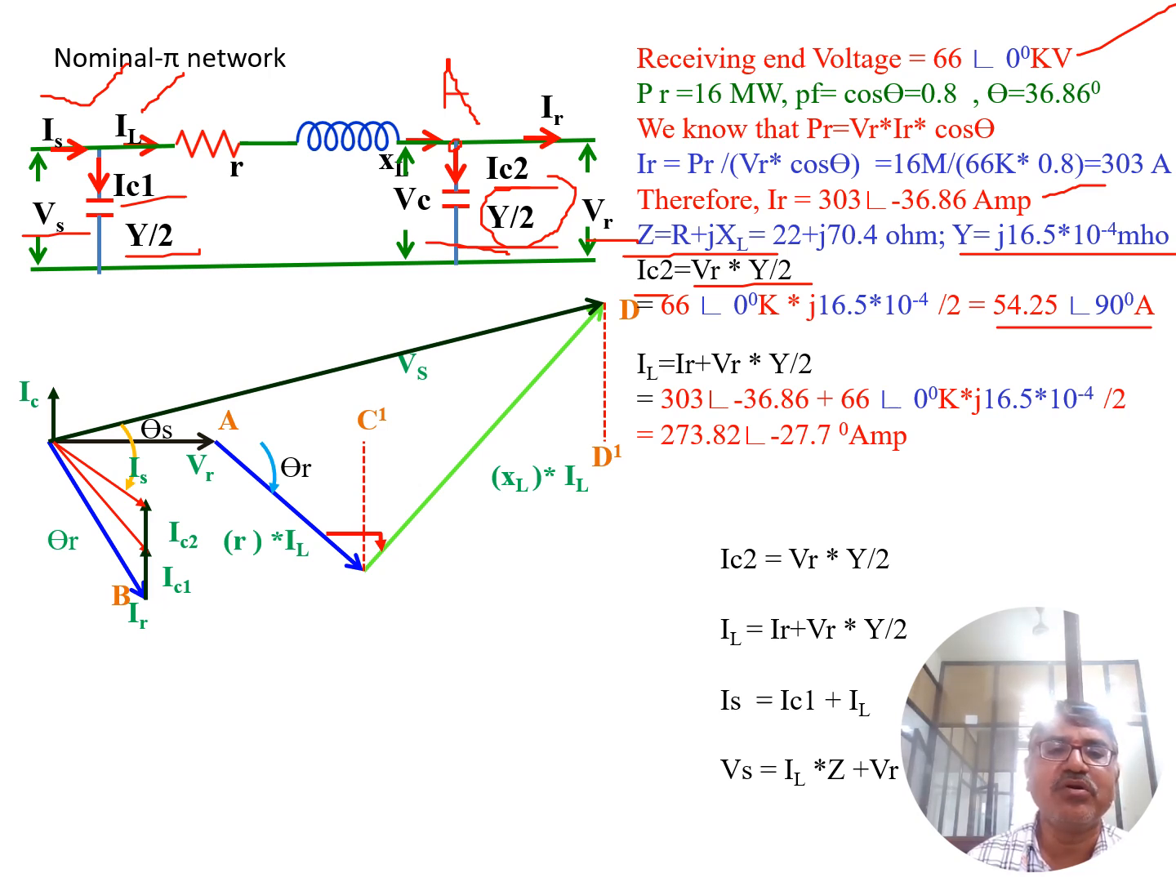At this node, which currents are incoming and which are leaving? IL is the incoming current; IR and IC2 are the outgoing currents. Therefore, the line current IL is equal to the sum of these two currents, that is IR plus VR into Y/2. Then substitute the values in this formula, and IL is calculated like this.